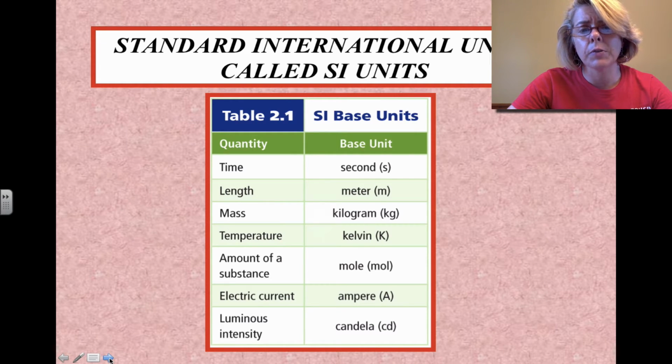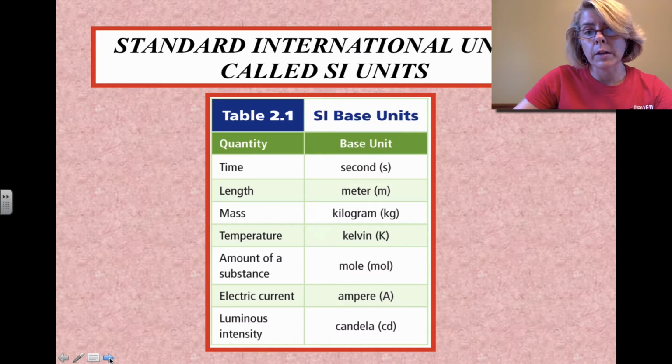Then, of course, there's electric current, which is an ampere. You'll see that in physics, along with luminous intensity, or candela. Those I don't think you have to worry about as much in chemistry.